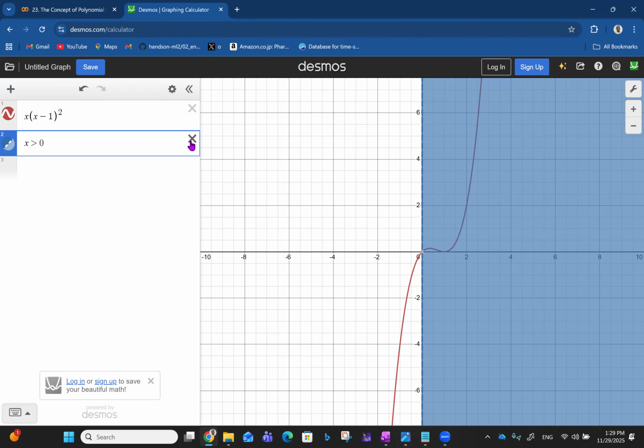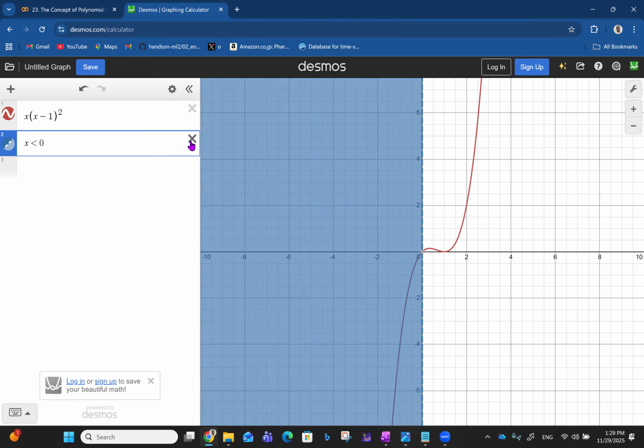But for x less than 0, it just flips over to the other side. So x determines what happens in this situation.